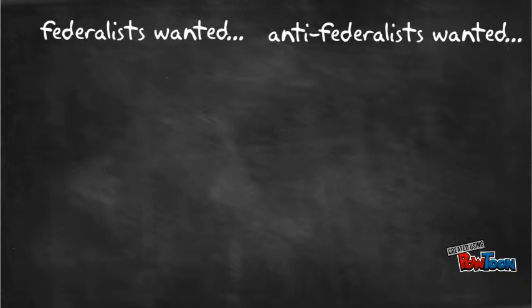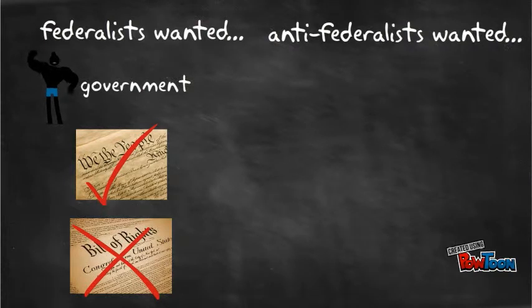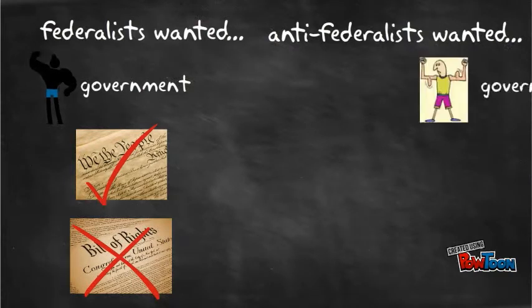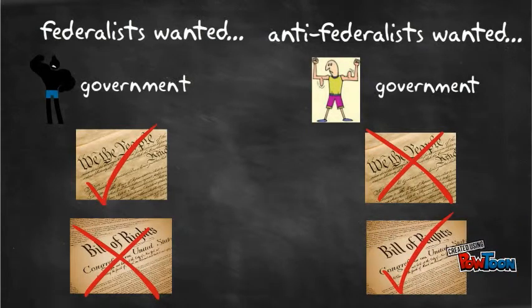The Federalist wanted a strong government and strong executive branch. They wanted a new Constitution but no Bill of Rights. The Anti-Federalist wanted a weaker central government, no Constitution, and demanded a Bill of Rights. The two parties were almost completely opposite.